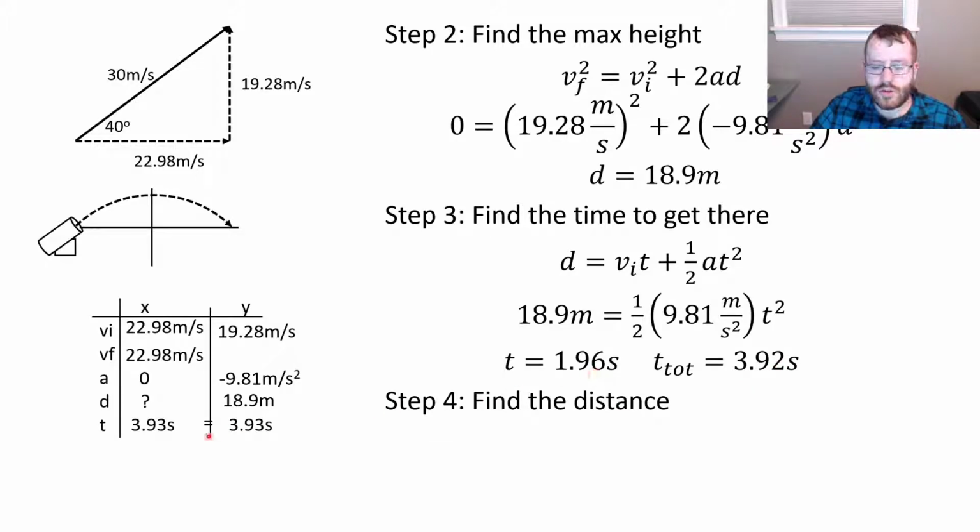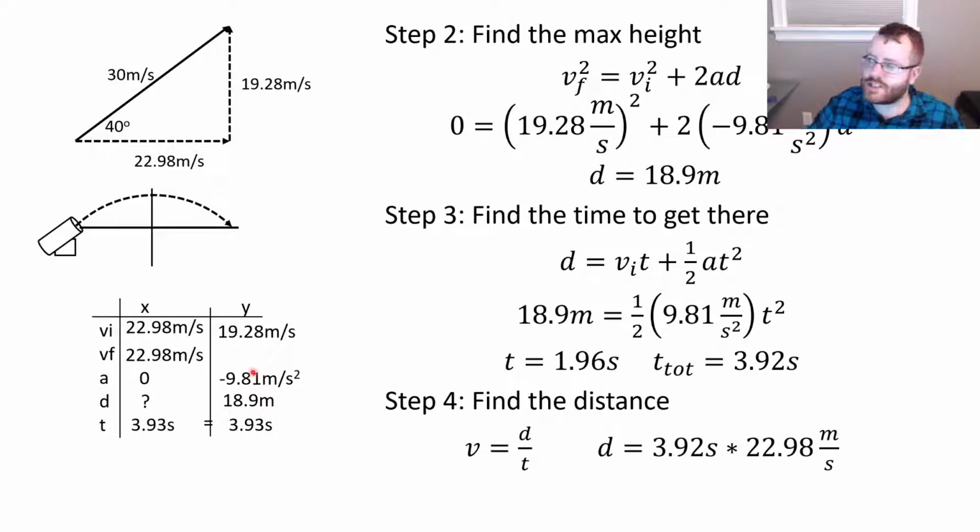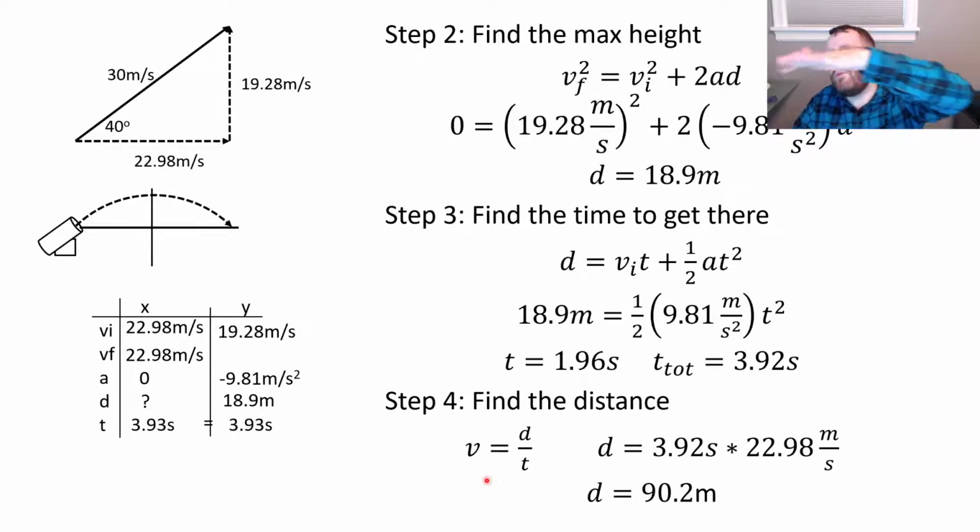Now, in order to find the distance in the x direction, it's the same as the horizontally launched projectile. I have the time, we have the speed that it's traveling at, and nothing is different here because our acceleration is still 0, nothing's changing. And if I solve, I get 90.2 meters. So this was fired, it went up, and went a total of 90.2 meters.